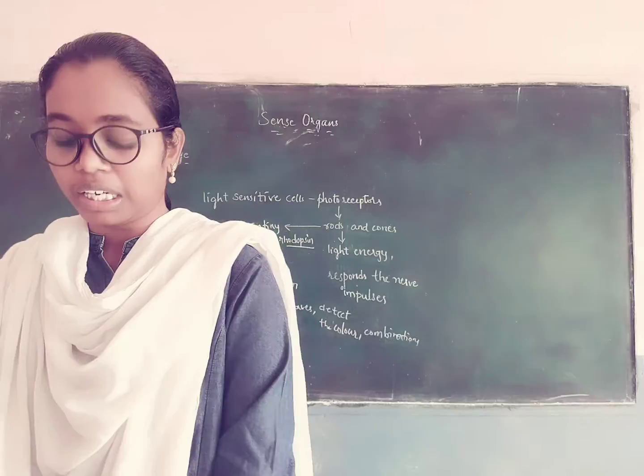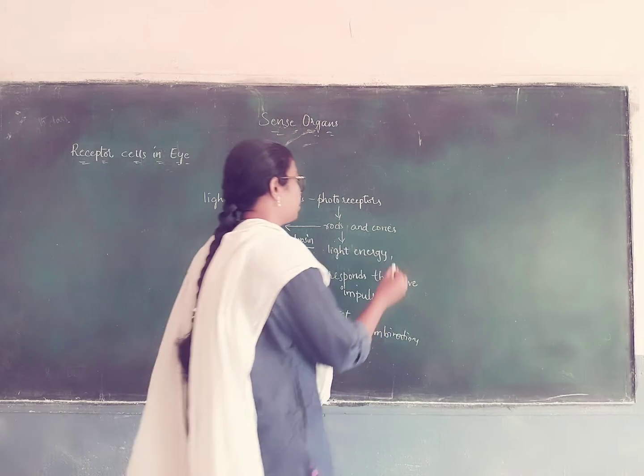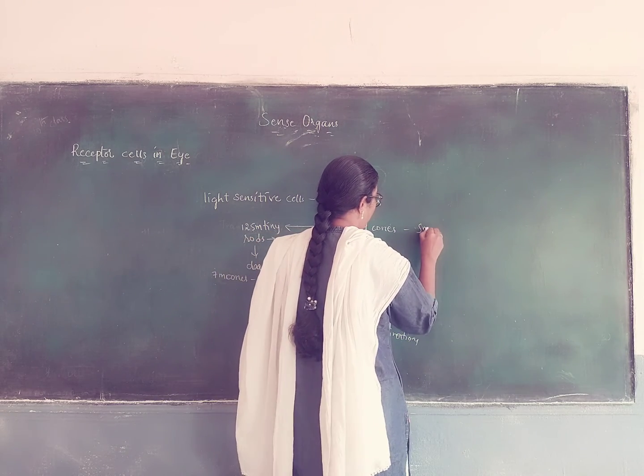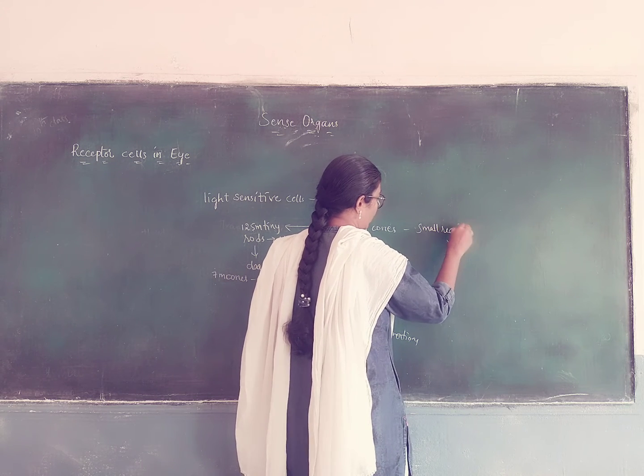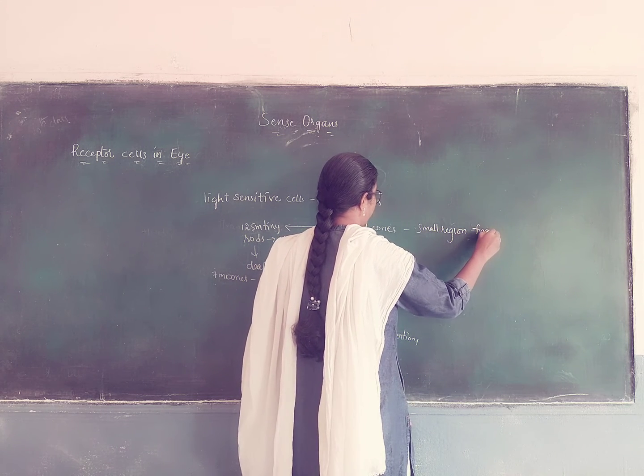Next, the cones concentrate most in the very center of the retina in a small region called the fovea. So these cones are present at the center of the retina in a small region called the fovea.